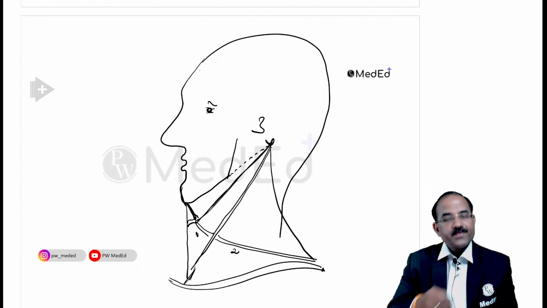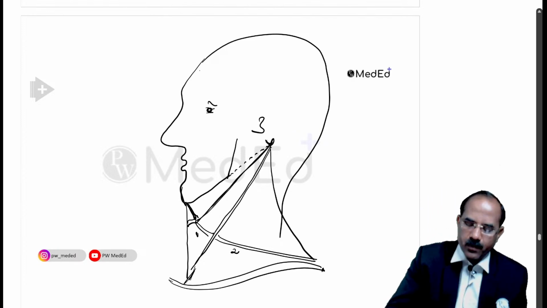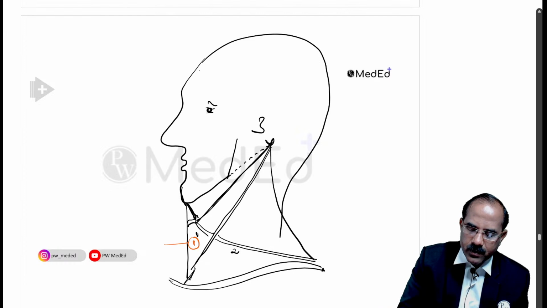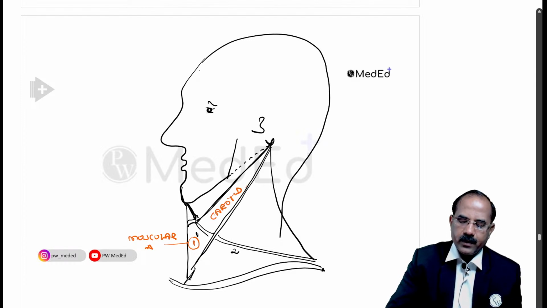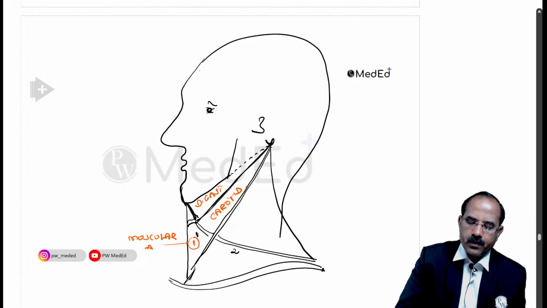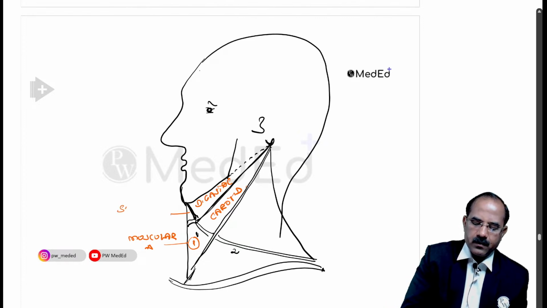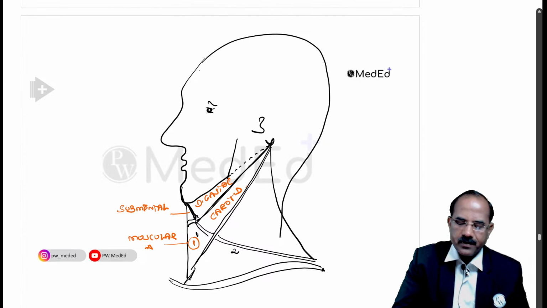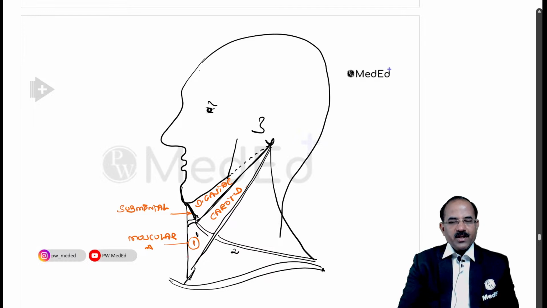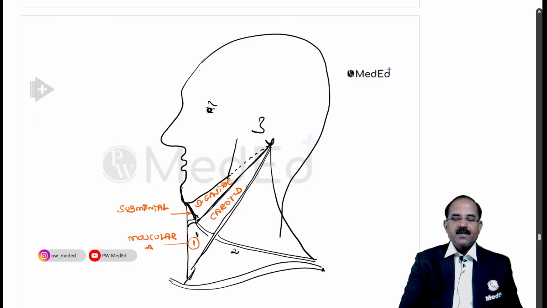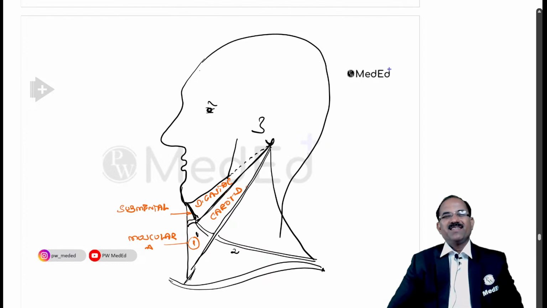So the anterior triangle is further divided into many triangles. I'll just put numbers here. What is this? Number 1 is the muscular triangle. What is this triangle? Parotid triangle. What is this? Digastric triangle. And what is this triangle? Submental triangle. So what are the parts of the anterior triangle of the neck? That's a muscular triangle, that's a carotid triangle, that's a digastric triangle, and this is the submental triangle.